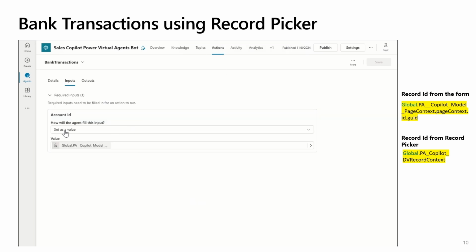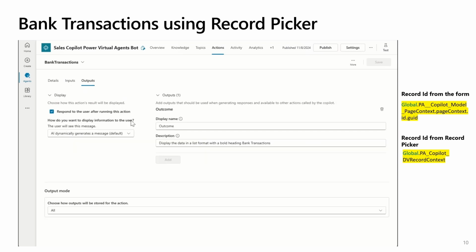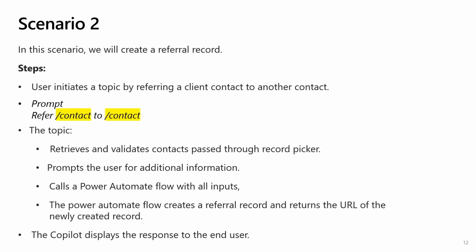So here in the action, in the inputs, I'm passing the account ID, the value I have in a global door code ID variable. And in the output, I'm saying, just use the AI generated message and display whatever the outcome is in a list format. That's it.